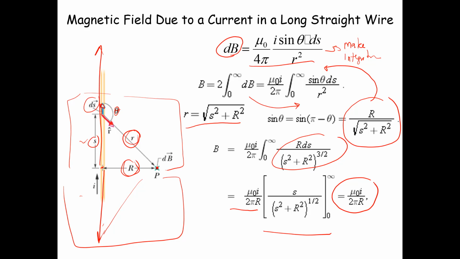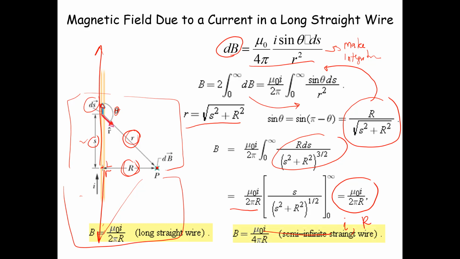So it's mainly affected by the current. This is the current I, and then the R. R is the distance between the wire and the P. This is the smallest distance between the cable and the P. So it's only affected by two parameters, both parameters. Okay, so this is for the long straight wire.